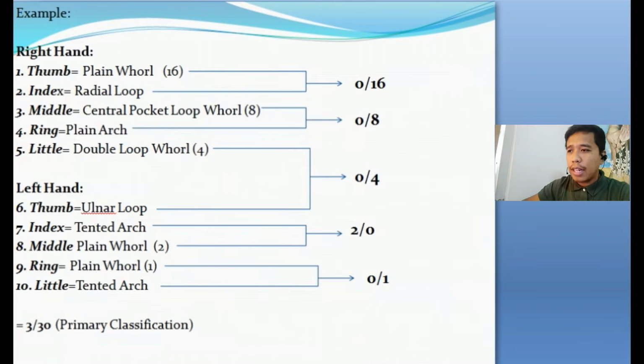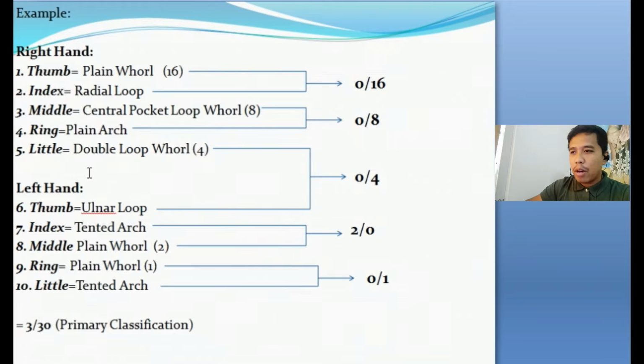Yung 3 and 4 natin, yung middle finger at ring finger of the right hand. Now, take a look on central pocket loop whorl na nagpakita sa middle finger ng right hand ng suspect. So, ano ang value? 8. Diba? 8 yung value. Kasi if we will go back again to the previous slide, ang sabi ko, pag nagpakita yung whorl pattern sa second pair, magkano ba yung value? The value is 8. Okay, second pair, 8.